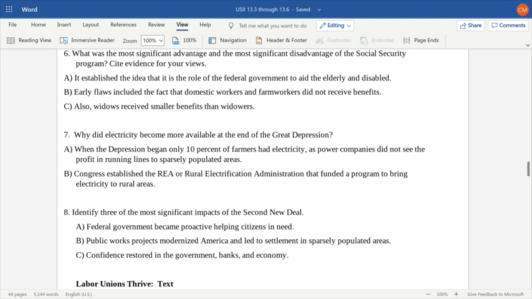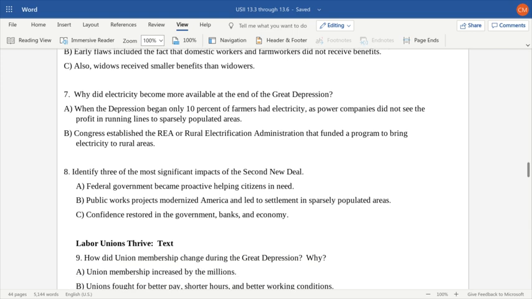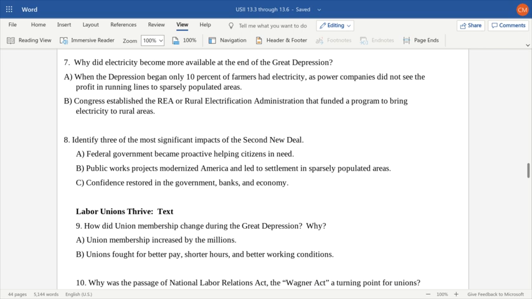So Congress established the REA, or the Rural Electrification Administration, that funded a program to bring electricity to rural areas. As a result of that, we began to see more modernization in some smaller rural areas and farming communities. This allowed people living in rural areas to feel a little bit more in touch with modern technologies. It allowed them to begin purchasing things like a vacuum cleaner. If you don't have electricity in your house, you're not really going to be able to vacuum much with an electric powered vacuum cleaner.